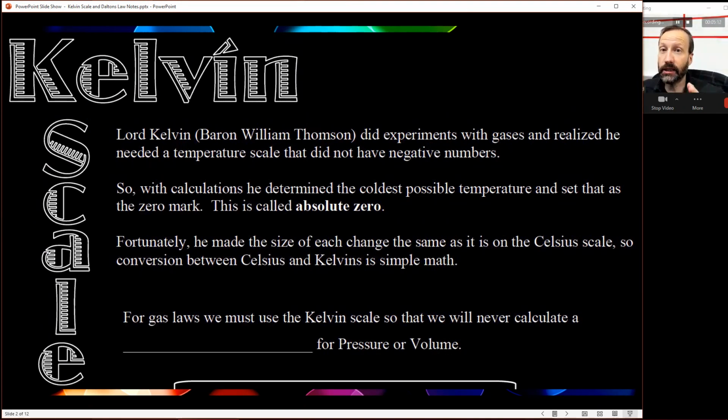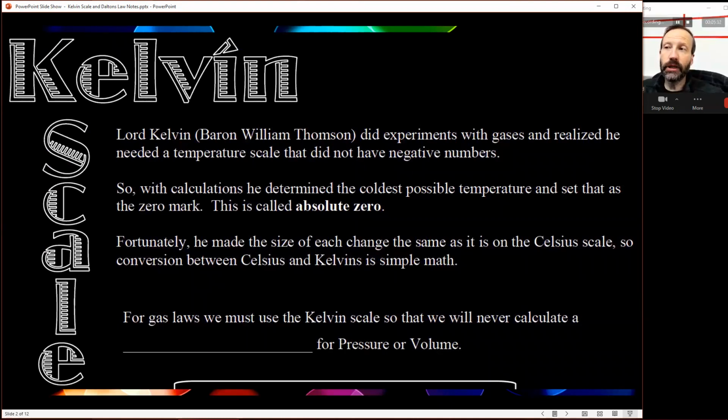Because with gases, this doesn't apply to any other phase of matter, but with gases, we must use the Kelvin scale. It's the only one that properly works for gases, okay? So we call it the Kelvin scale because of Lord Kelvin. His full name is Baron William Thomson. There you go. Doesn't that sound cool?